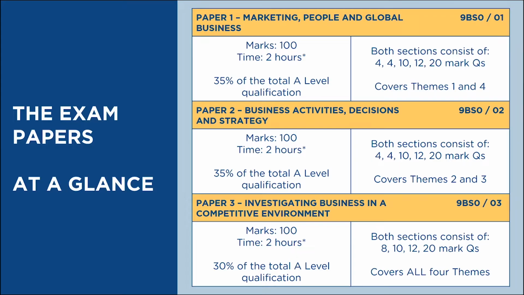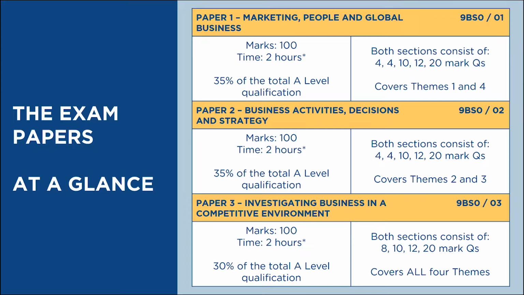That's the same for both paper 1 and paper 2. Paper 1 covers themes 1 and 4, and paper 2 covers themes 2 and 3. There's a few little differences between those and paper 3. The first is that paper 3 only gives you 30% of the total A-level qualification marks.